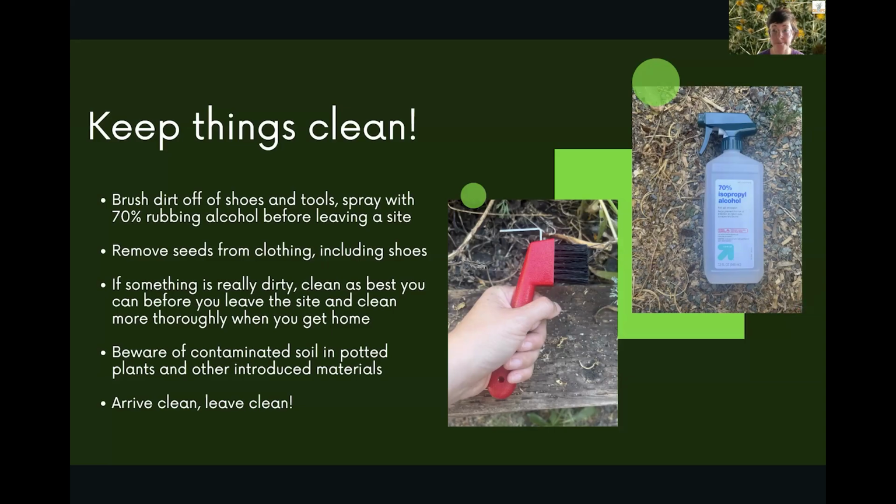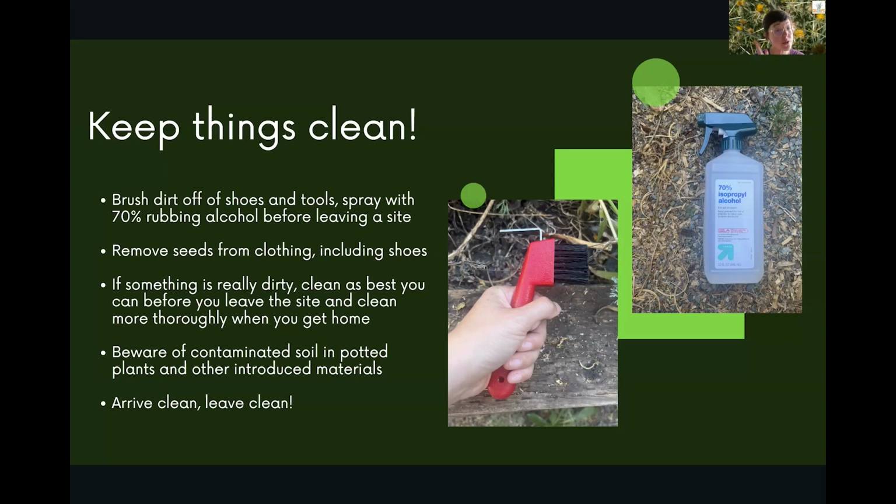And that could be if you're gardening at your home garden and then you're going to go volunteer at a garden somewhere else. Before you leave your home garden, scrape your shoes, spray off your tools, and then take your shoes and tools to the next place. And it's a 70% rubbing alcohol, which is just the stuff that you can buy at the drugstore.